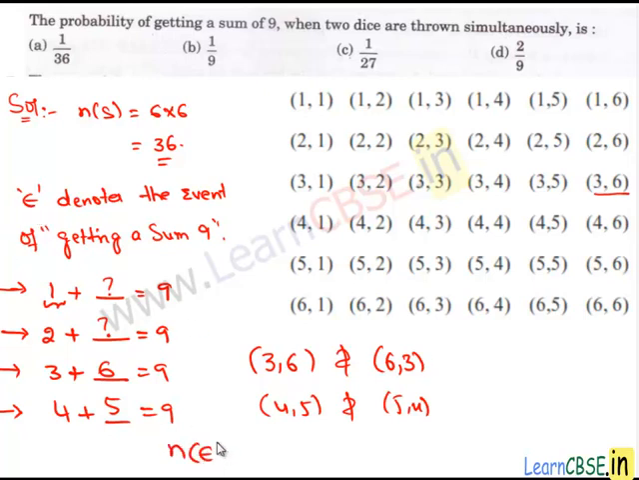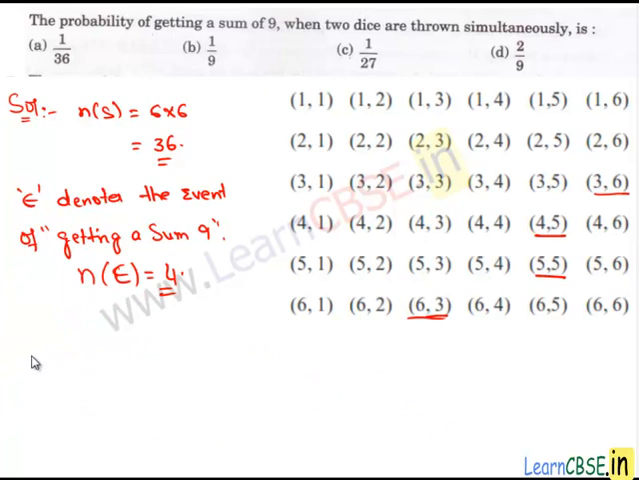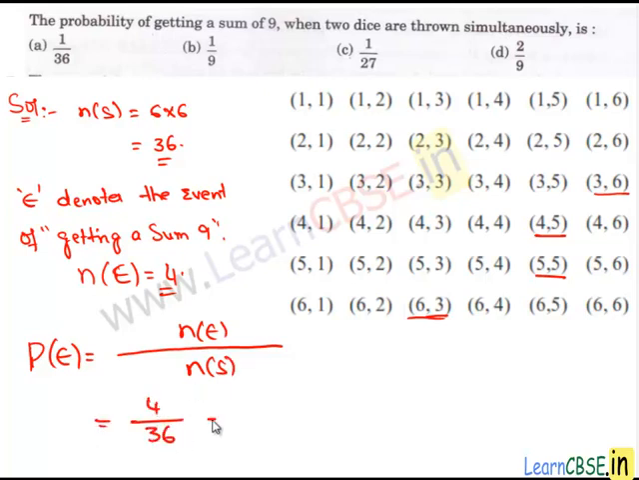So totally the number of favorable outcomes to event E is 4, which is (3, 6), (6, 3), (4, 5) and (5, 4). Now the required probability of getting a sum of 9 when 2 dice are thrown is the ratio of the number of favorable outcomes to event E, that is n(E), to the total number of outcomes, that is n(S). And we have their values 4 upon 36.